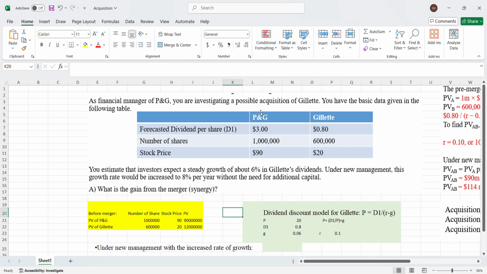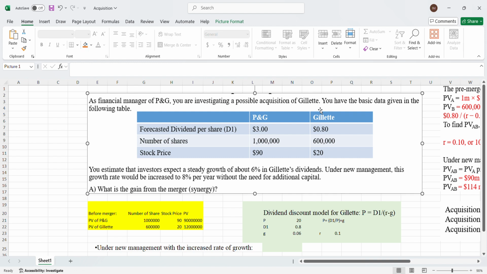Today we will be discussing how we can calculate the gain from the merger, or synergy. Well, in our question, let's read together. As financial manager of P&G, you are investigating a possible acquisition of Gillette. You have the basic data given in the following table.